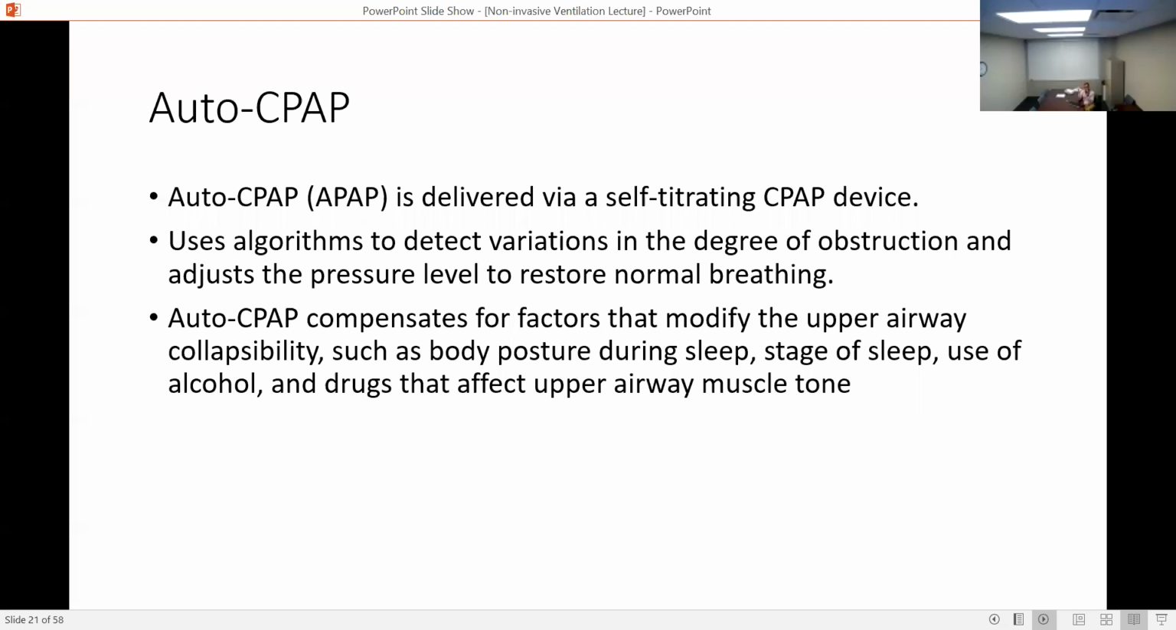A lot of times now we'll use Auto-CPAP machines. These newer machines actually have algorithms that will detect variations in airflow and the degrees of airway obstruction. So you can potentially do a home sleep test and then have an Auto-CPAP prescribed, and have your sleep apnea treated that way. Next slide.